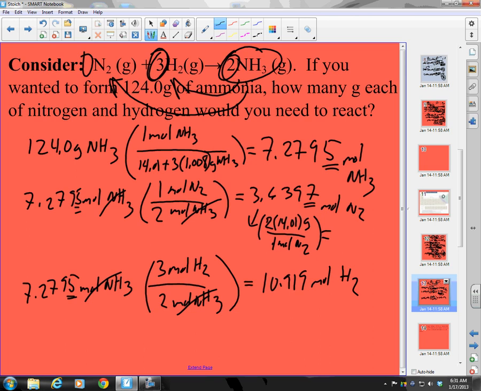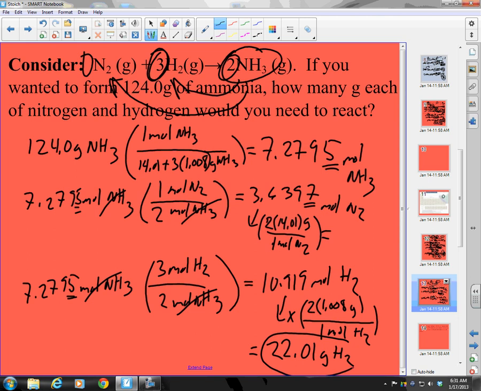And what am I going to do here? I'm going to multiply by 2 times 1.008 grams of hydrogen over 1 mole of hydrogen. And what do I get? Okay, I have the times what? Times 2 times 1.008, and I get 22.01 grams of hydrogen. Beautiful. And recall 1 divided by 2.